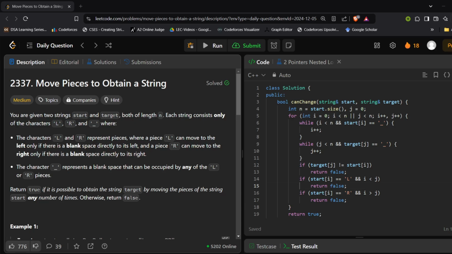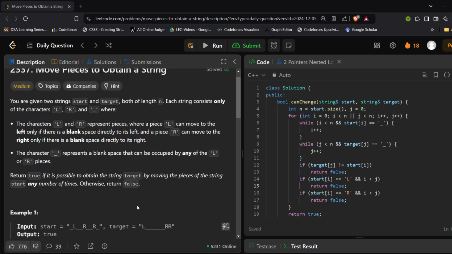So characters L and R represent pieces where a piece L can move to the left hand side if it is blank to its left, and R can move to the right only if there is a blank space next to its right. Underscore represents a blank space. It can be occupied by any of the L or R pieces. Return true if it is possible to obtain the string target by moving the pieces of the string any number of times, otherwise return false.